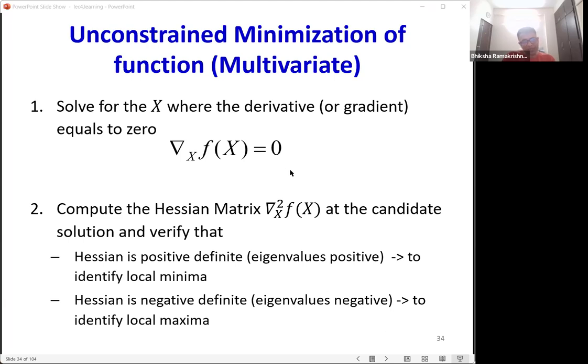And then you can get other things like saddle points. So for example, if you have a function of this kind, which looks like a saddle, right?